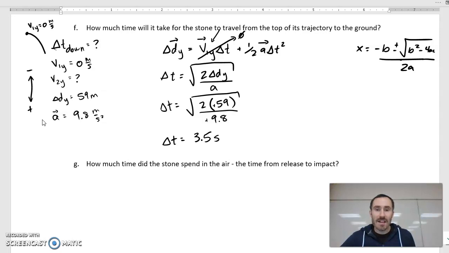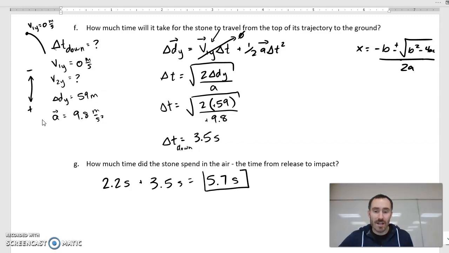So that's the time it takes to travel from the top to the ground. So now we have the time up and the time down. And that's what part G is asking us for. How much time is it in the air in total? So that was time up plus time down, which is 2.2 seconds, plus 3.5 seconds, which is 5.7 seconds. That is the total time in the air.